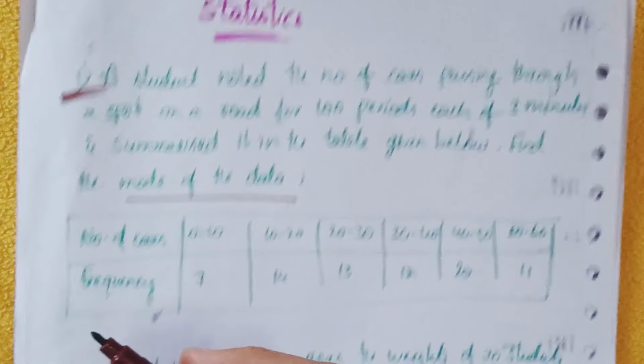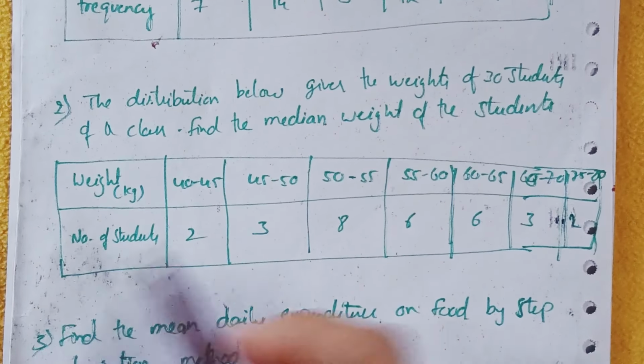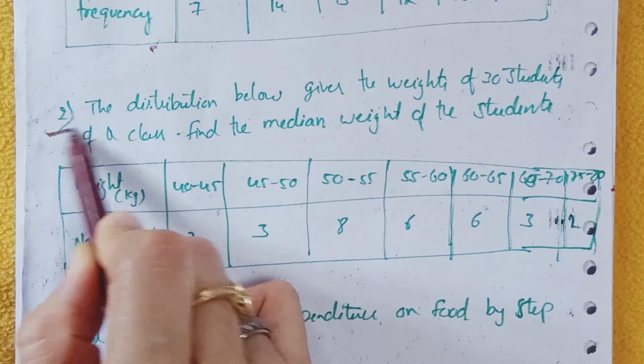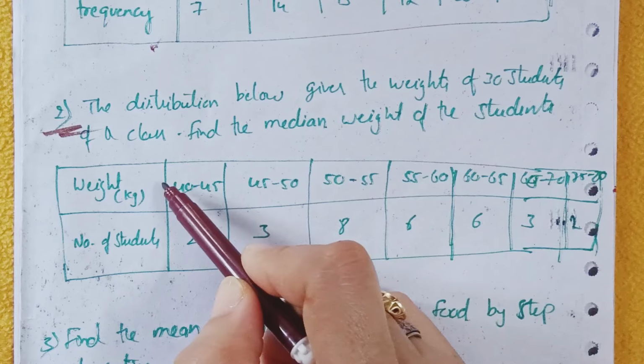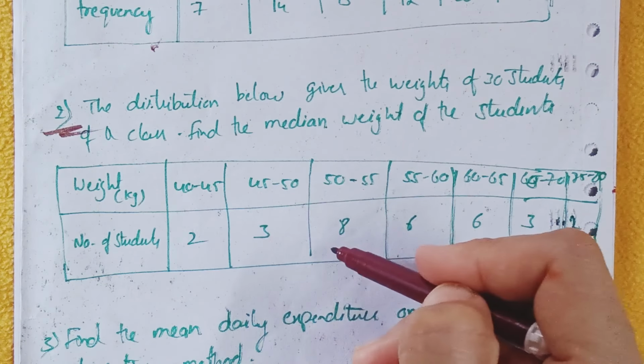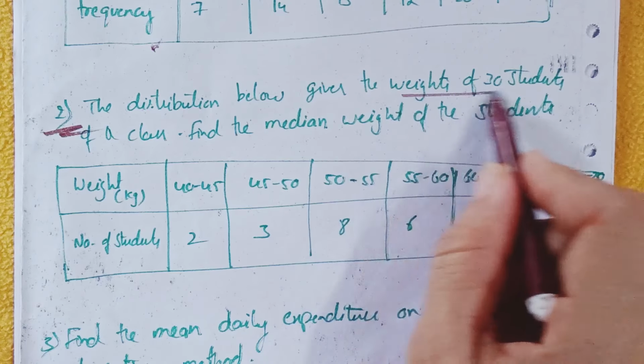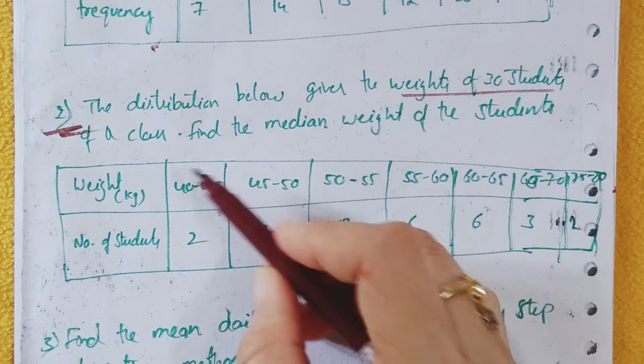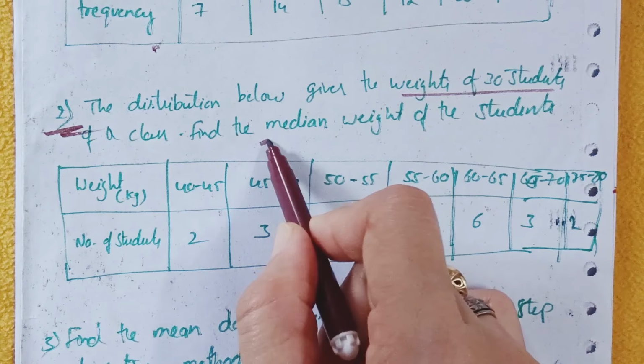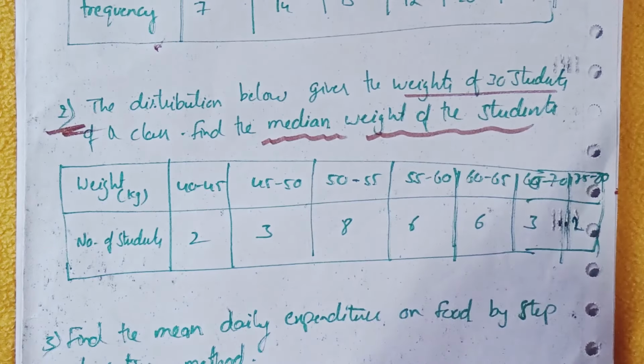Okay, next we'll see the second question, which is, the distribution below gives the weight of 30 students. Here one table is given in which we have the data of the weight of 30 students of a class. Then we have to find the median weight of the students.